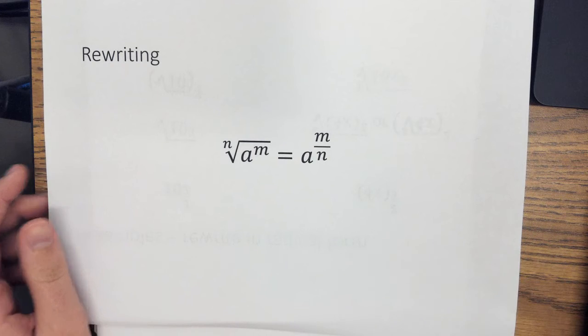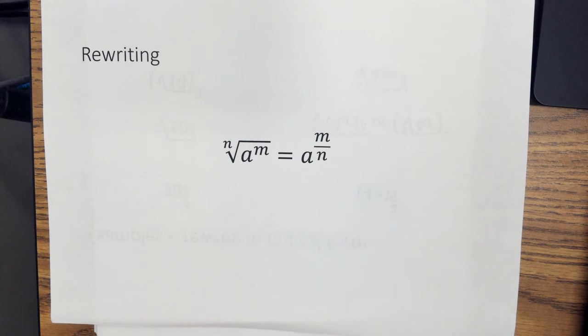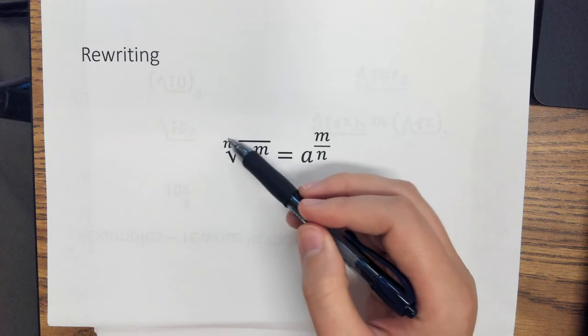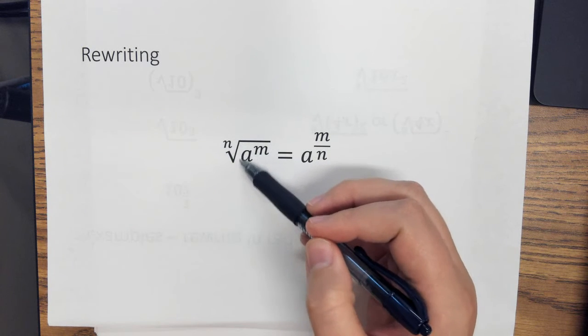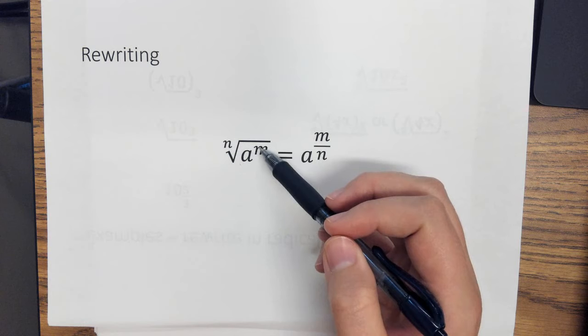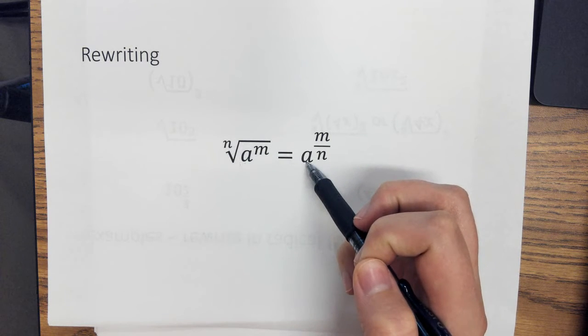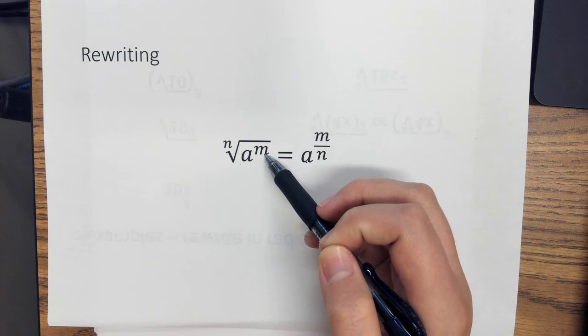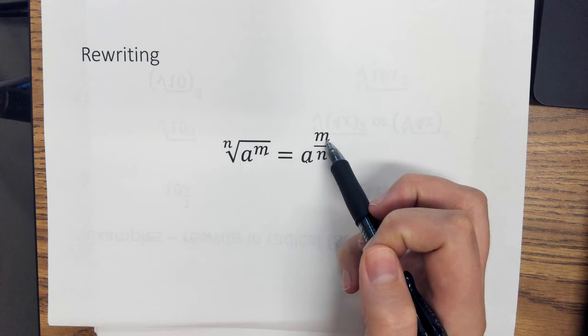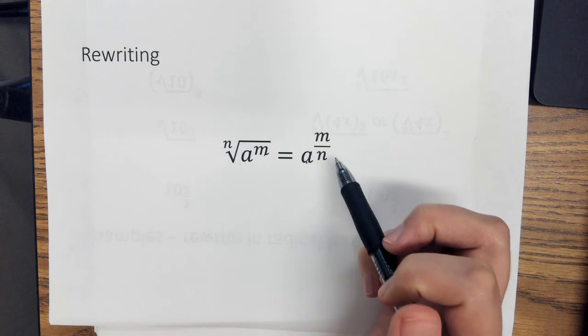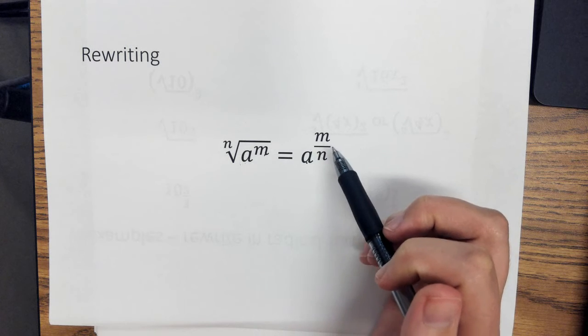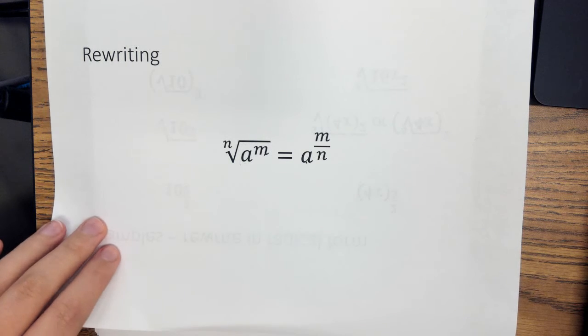Let's get into the new stuff. One rule that you may not know, you can rewrite radicals as exponents and the other way around. So this is the index, or the number on the radical. A is what's underneath the radical, and m is the power on that. Whatever's underneath the radical becomes the base of your exponent. The power on what's underneath the radical becomes the top of a fraction, and the index becomes the bottom of a fraction. This m over n is an exponent. So we're going to just practice rewriting.